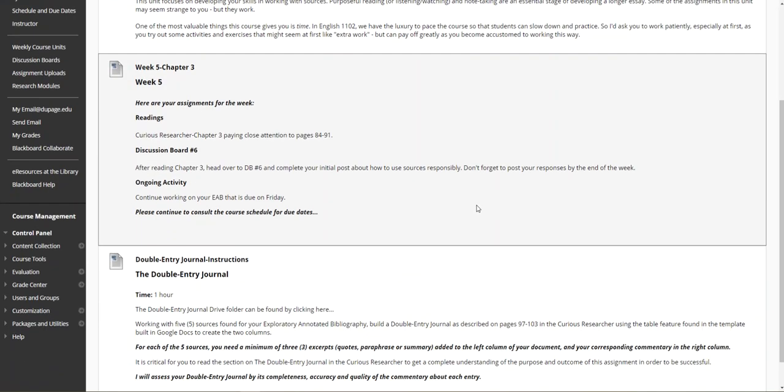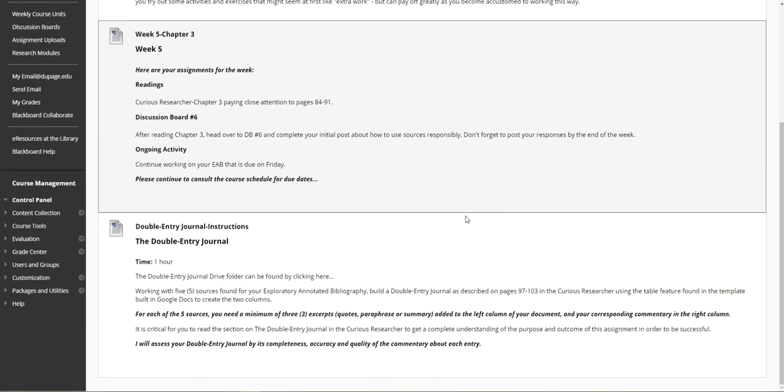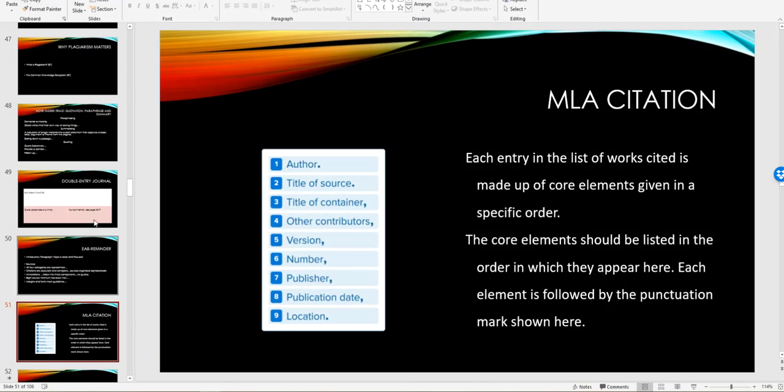It's hard to believe we're in week 5 already. All right, so the double entry journal. This will be due next week, I believe. So take a look at the assignments. You're working with 5 of your 8 sources for the annotated. All right, so you want to make sure that you look through those particular information there, and you want 5 sources, 3 excerpts, quotes, paraphrases, and summary added to the left-hand column of your document, and corresponding commentary on the right. So let's get to the, here we go.